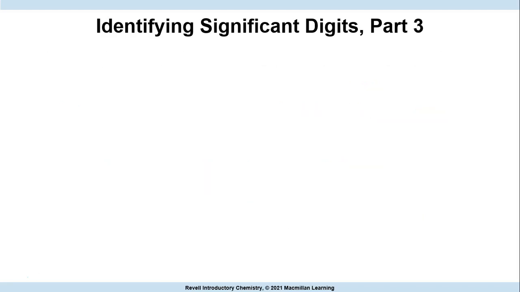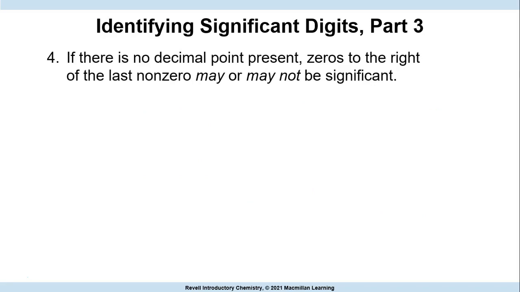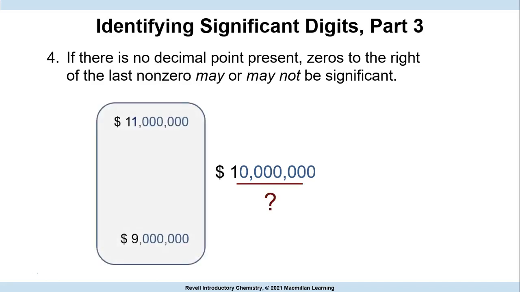Now let's look at the fourth case here. If there is no decimal point present, zeros to the right of the last non-zero may or may not be significant. Let's look at this first case here. We have 10 million, sorry. So we have $10 million. So are all these zeros significant or not significant? We have said they may be significant or they may not, because you may be estimating this 10 million, that it is between 9 million and 11 million.